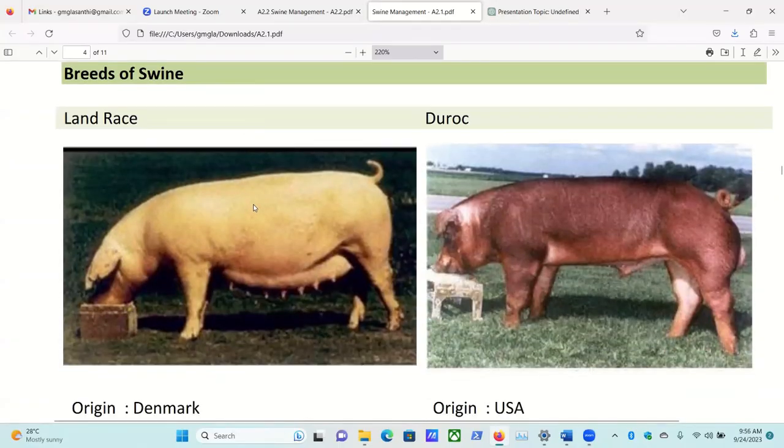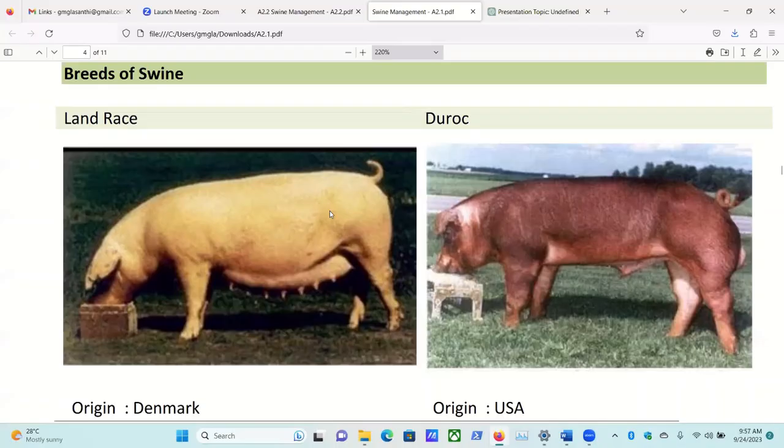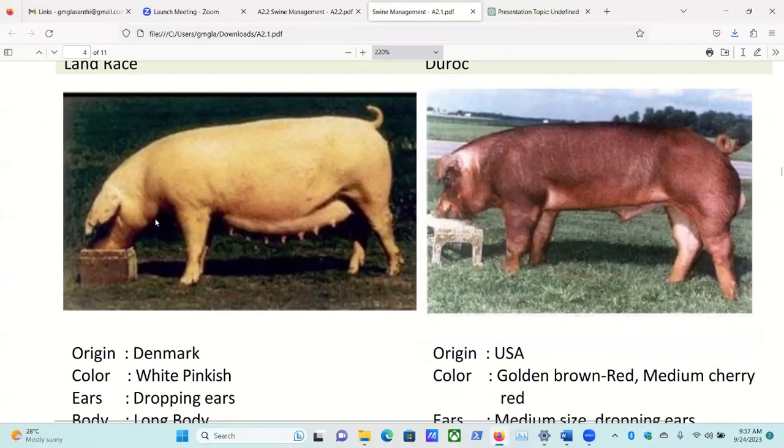So let's move to the breeds, available breeds. The first one is Landrace. This is the Landrace, and it originated in Denmark. His body color is whitish pink, and he has drooping ears and a long body.